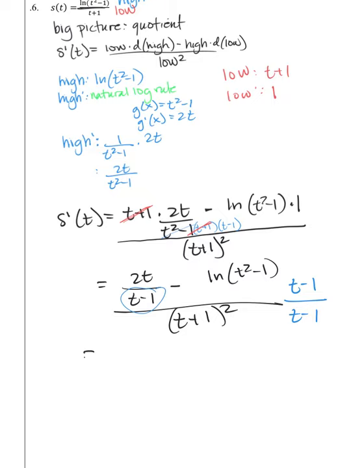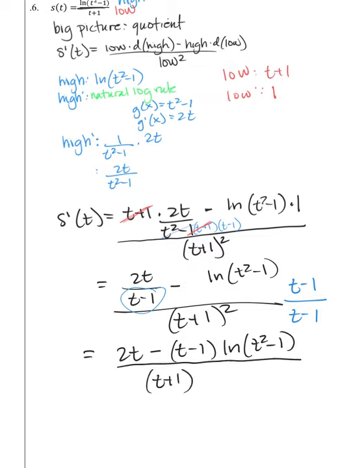So what we end up with when I do that, the t minus 1s cancel out on the first one, so we're left with 2t. And then we have the t minus 1 times this natural log. And then in the denominator, we're going to have the t plus 1 squared multiplied by that t minus 1. Yes, there's a lot of t's and there's a lot of minuses. This is your final answer, right? Because you see how there isn't any other factoring we can do.